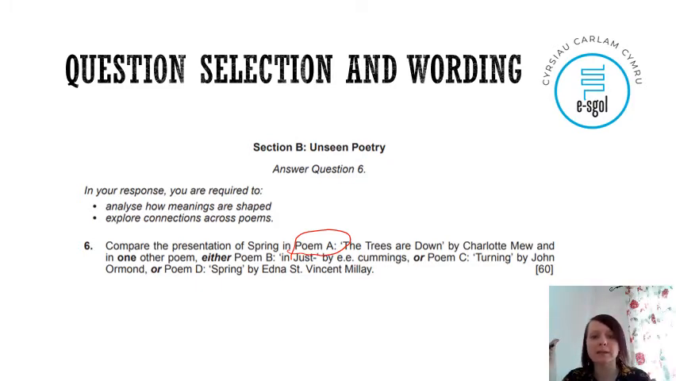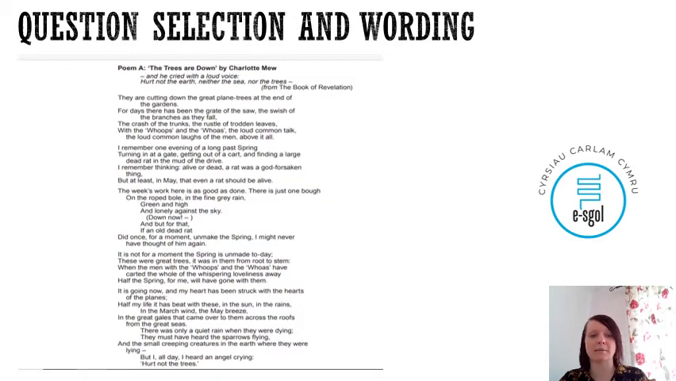It says either poem B, Unjust by E. E. Cummings, or poem C, Turning by John Ormond, or poem D, Spring by Edna St Vincent Millay. So they're your options. You'll have a copy of each of those in your examination paper.